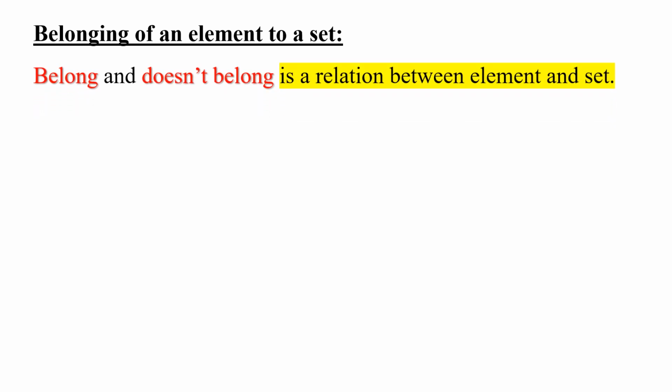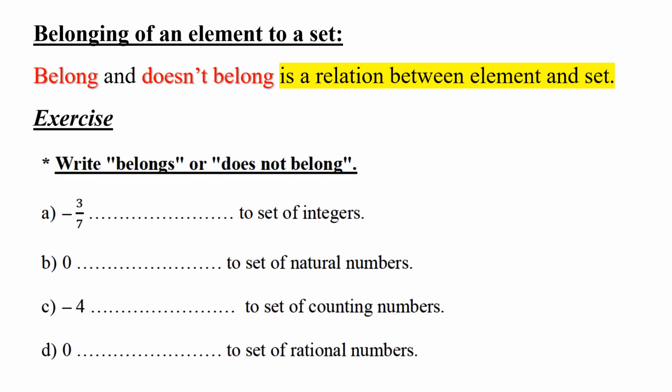Belonging of an element to a set. Belong and doesn't belong is a relation between an element and a set. Exercise. Write belongs or doesn't belong. For exercise A, negative 3 over 7, we're looking at whether this fraction belongs to the set of integers or not. The set of integers contains positive, negative, whole numbers, and 0. So, negative 3 over 7 as a fraction doesn't belong to the set of integers.